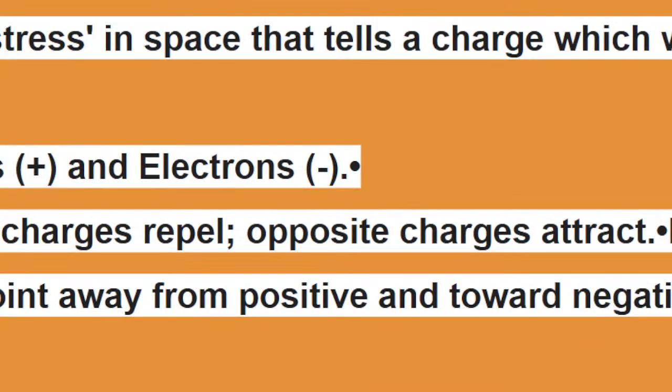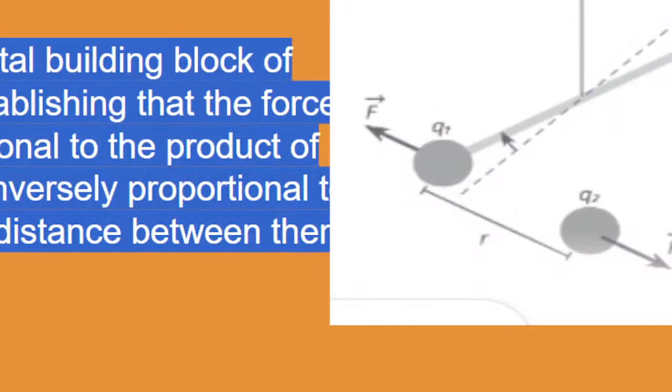So, an electric field originates from stationary electric charge, and it exerts a force on other charges in its vicinity. Okay? So, protons and electrons constitute the electric field. Their interaction is such that like charges repel, opposite charges attract. And the lines of force always point away from the positive and towards the negative charge.